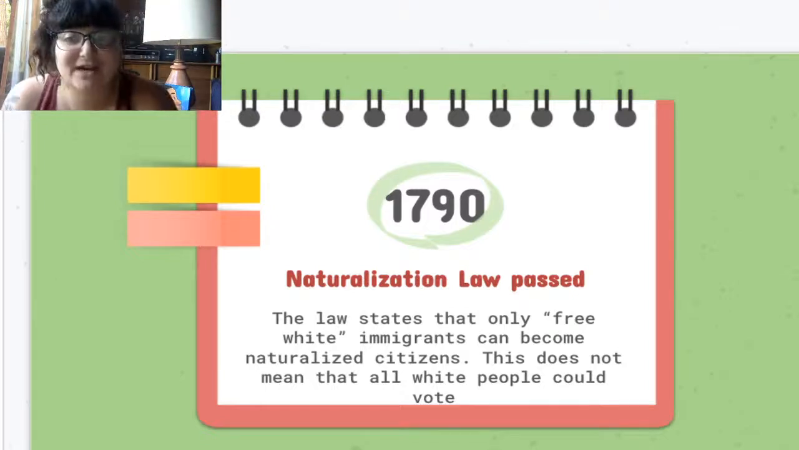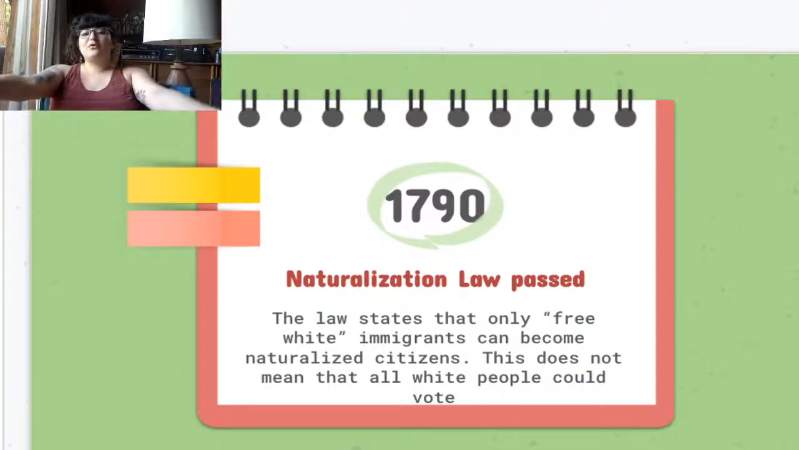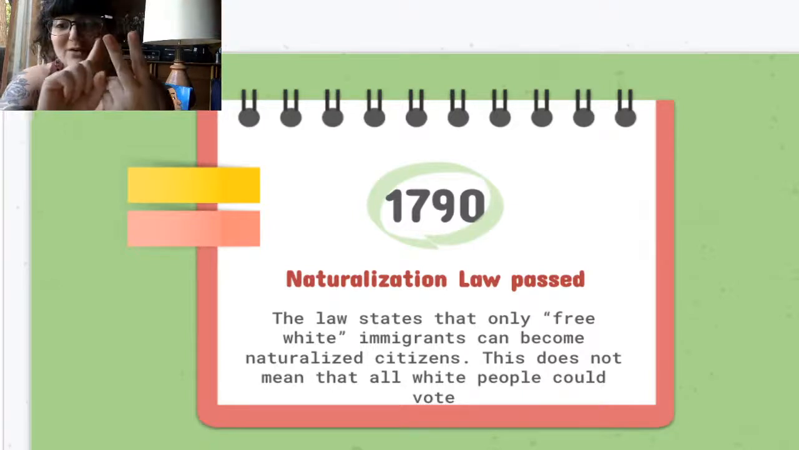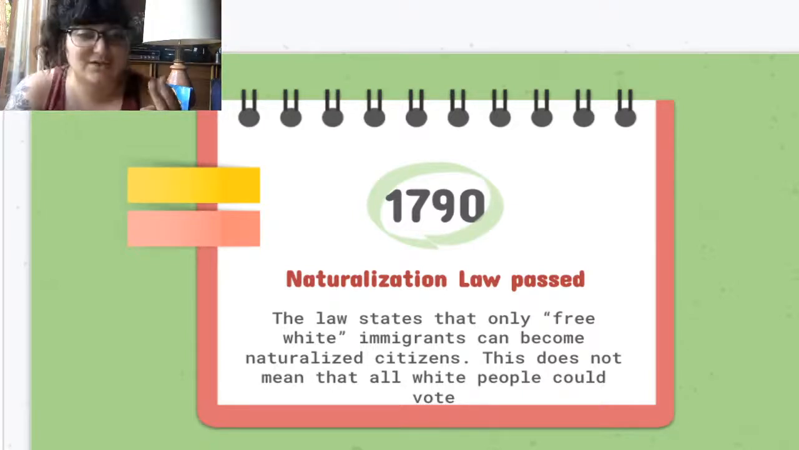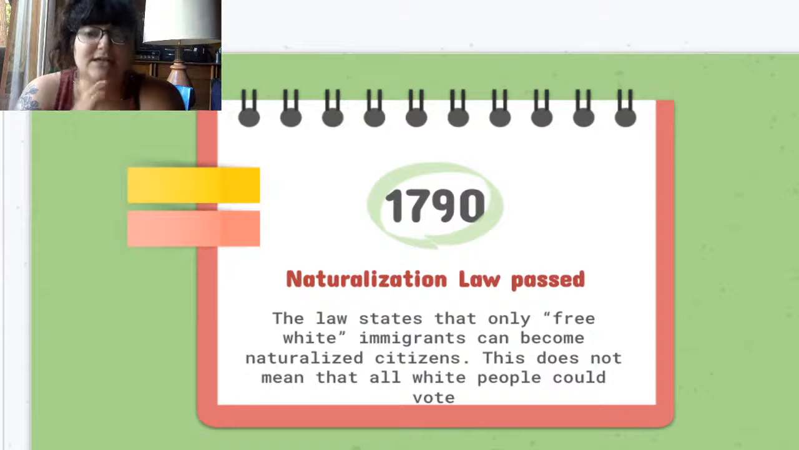Going back to that very first piece in 1776 with the Declaration of Independence, only landowners and white older men could vote. So even though it was saying, oh, you're a citizen, you can be a citizen of the United States of America, you as a citizen still do not have the right to vote. Okay. Let's move along.